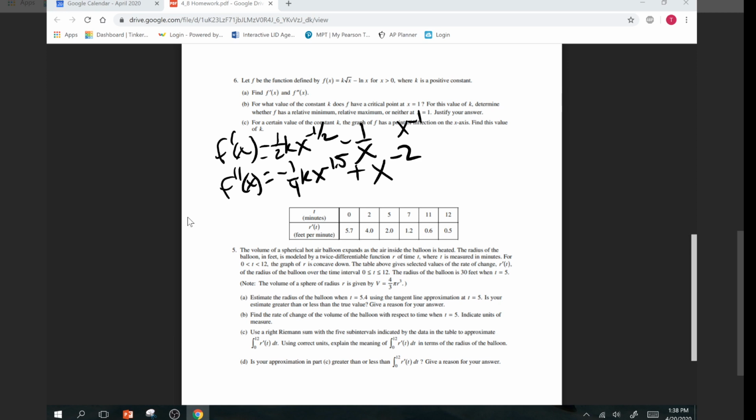There was actually no chain rule required here. This was just simple power rule with a little bit of natural log in there.